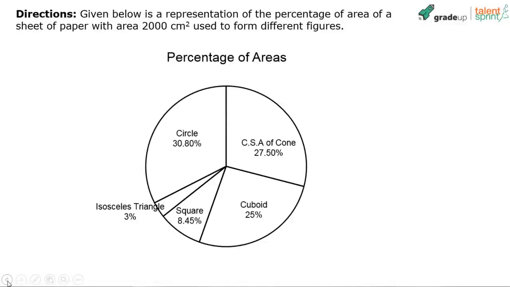Look at the directions. It says, given below is a representation of the percentage of area of a sheet of paper with area 2000 centimeter square used to form different figures. It's a very interesting question type, right? So try and understand the data first, and then I'll present the questions. There are 5 questions given along with this data, but let's understand what is given here.